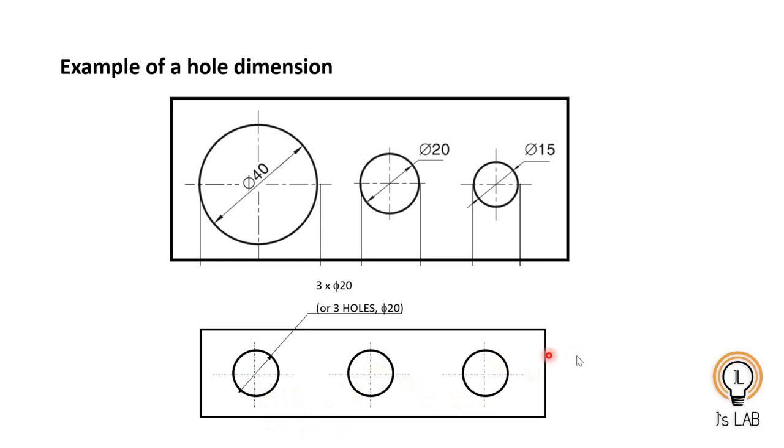Now another case is 3 holes. You have 3 holes of the same size. So what we can do is draw a line with arrowhead, use a leader line and write 3 holes of ø20. That means these 3 have diameter 20 mm. This is just an example of dimensioning holes.